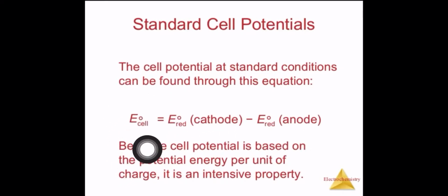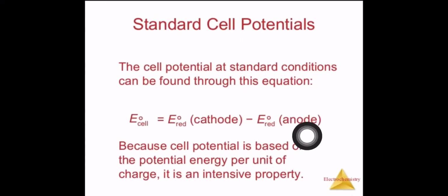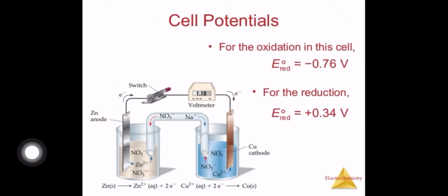In order to find out the standard value of the cell, we have to use this formula, that is E standard of reduction minus E standard of reduction only, but at cathode and at anode. Okay, so you can remember reduction minus oxidation also. So this is again the potential value.